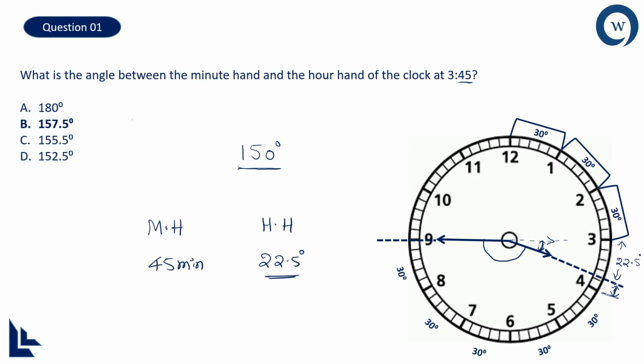And now what is remaining then? Remaining will be 7.5 degree, right? Because total angle from 3 to 4 should be 30 degree. Out of that, hour hand has already covered 22.5 degree, and now this angle is what you need to find out, that is 30 minus 22.5, which is 7.5 degree.